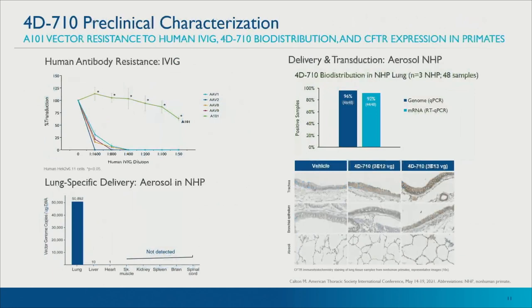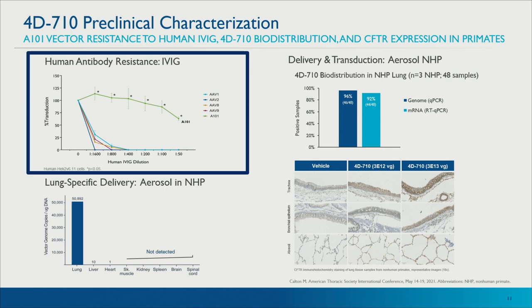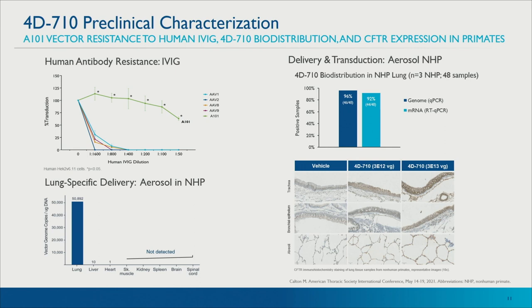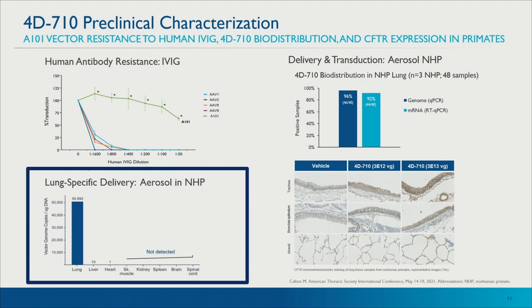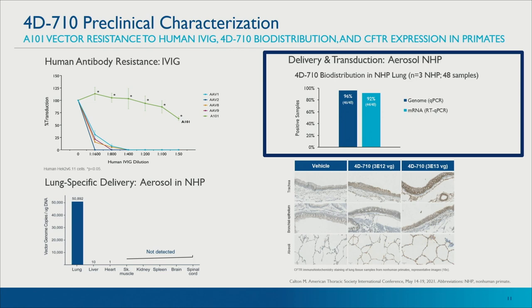So let's talk a little bit about the preclinical characterization. I'd like to focus first on the top left. So A101 showed far superior resistance to human antibodies when tested in human cells. If you then focus on the bottom, when you look at the lung-specific delivery following a single aerosolized dose in non-human primates, you can see that it was very specific for the lungs with minimal copies in the other organs. If you go up to the top right, in a dose-finding study, we looked at the distribution in non-human primate lung, and you can see that there was a robust number of genome copies on the left in the blue, and in the aqua, you also see that there was expression.